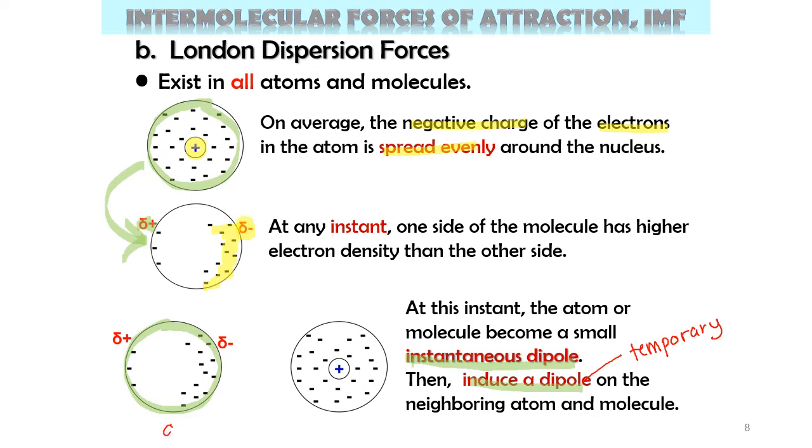So this is atom A, and B. Okay. So B is in the normal condition. The negative charge is spread evenly. Okay. But when it is induced by A, it will become like this.